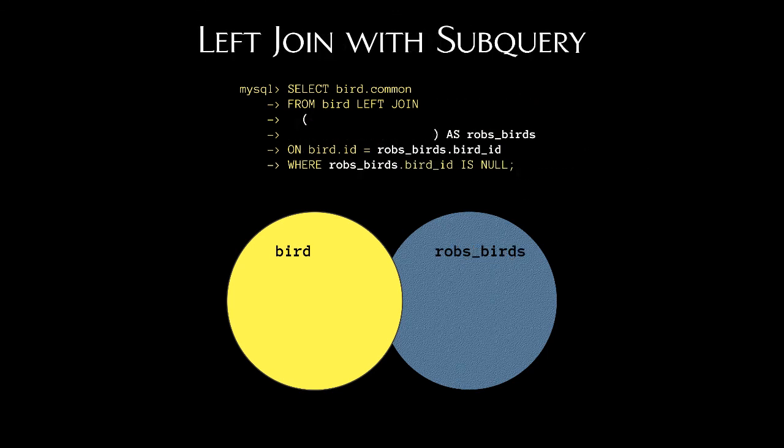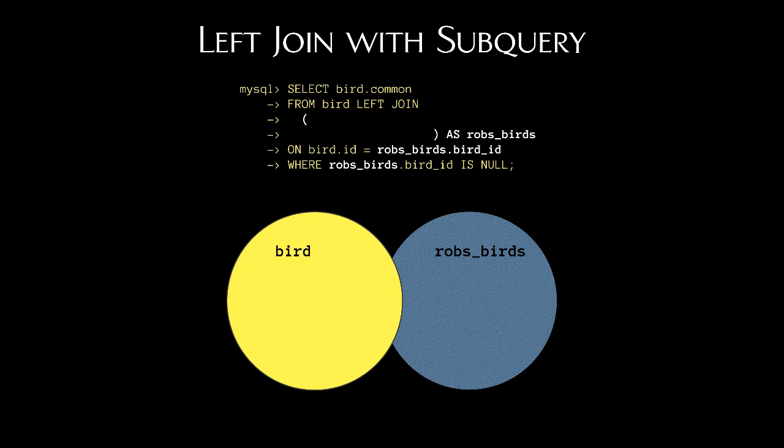So here's what I'm going to do. Here's the framework. Everything is all the same, except now I'm going to pretend that I have a table called Rob's birds that are just his sightings. So now I need to replace the name of the sighting table with this new one, Rob's birds. So if you think about it, I'm selecting bird.common from bird left join Rob's birds, where the primary key on the left equals the foreign key in Rob's birds, and some field in Rob's birds happens to be null. That's exactly the structure of the left join.